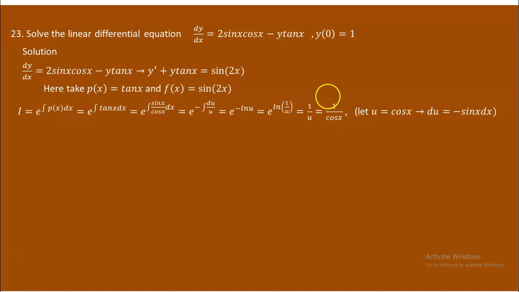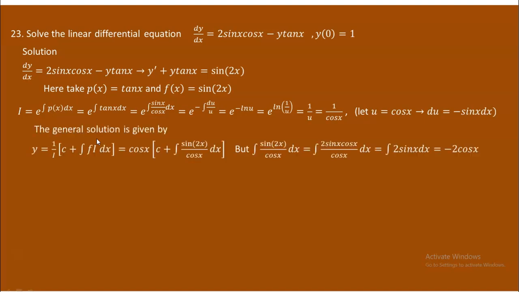Now, once you determine I, the next one is to write the general solution. The general solution is determined by this one. Remember, students, we derived this in our classroom by just applying the concept of exact differential equation. Using the formula we derived for exact, we have also derived this one for linear differential equation, if you remember. So now what comes here is y equals 1 over I into c plus integral of f I dx. So 1 over I is 1 over I.